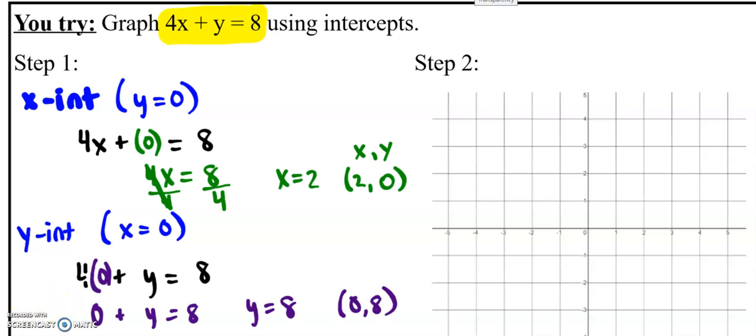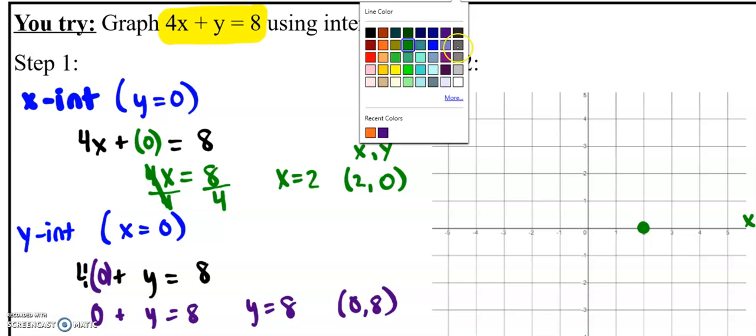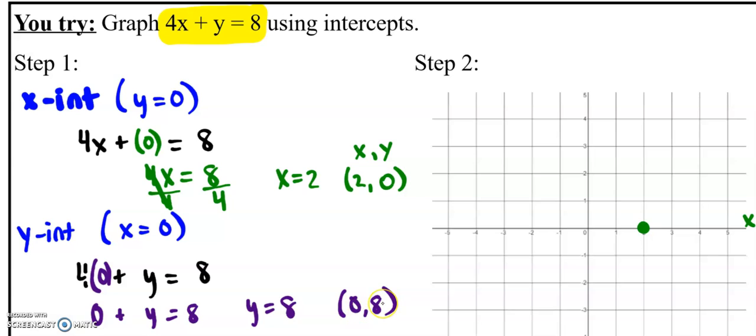All right, so we have found our 2 points. We found (2, 0) for our x-intercept. By the way, that should always be on the x-axis, your x-intercept. We got that by plugging in 0 for y, and then solving that for x. And then we got 8 for the y-intercept, (0, 8).